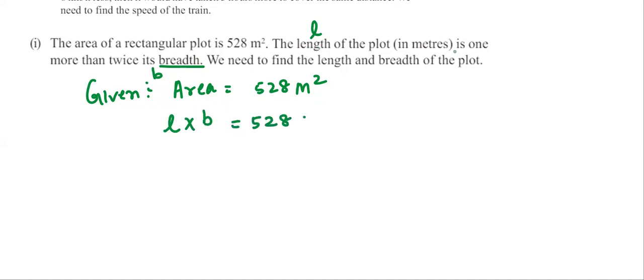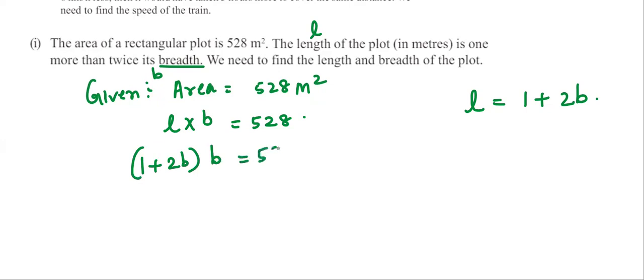Now, what is given? The length of the plot is 1 more than twice its breadth. So length is given in relation with the breadth. It is more, so we'll have to put an addition symbol. So 1 more than twice its breadth, that means 2 times B. Now length is equal to 1 plus 2B. So in the place of L, we will write 1 plus 2B times B, which is equal to 528.